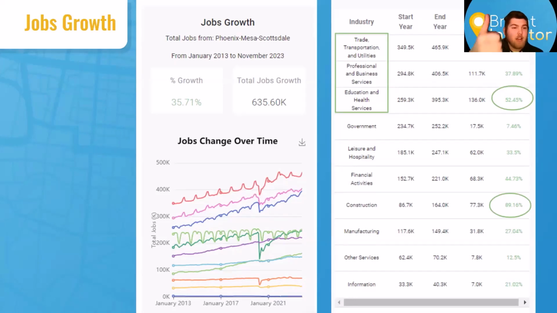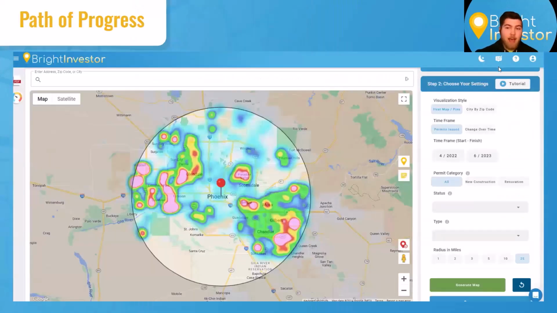Based on what I'm seeing here of an increasing population, which is a positive, an increasing job market, which is a positive, my next thought goes to where is the development happening? Are people swinging hammers? Are investors deploying capital? And is this a market where people are continuing to do renovation projects and putting on new units? Well, with Bright Investor, we can answer that question by checking the path of progress.